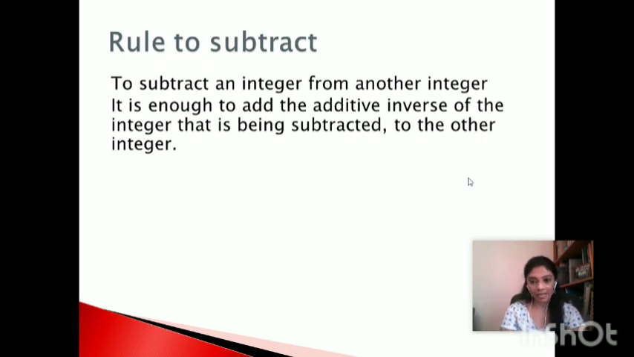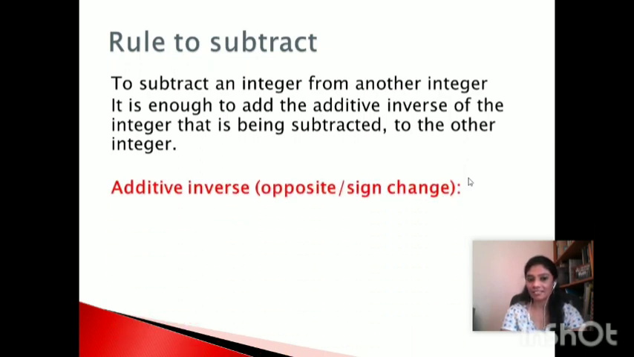So in order to subtract an integer, first we need to recall what is additive inverse. Do you know what is additive inverse? For example, if you consider an integer to be minus 4, the additive inverse of minus 4 is positive 4, just the opposite. Just change the sign. Simple, isn't it?